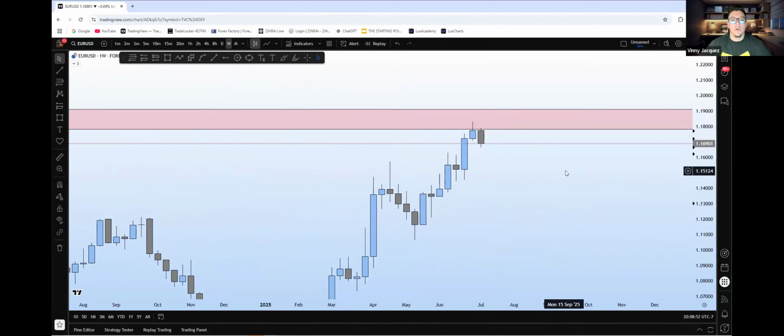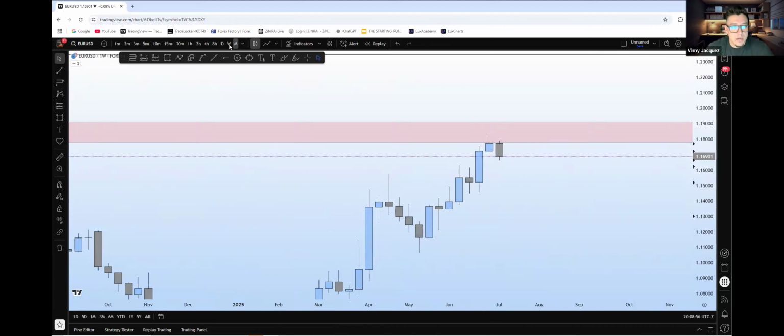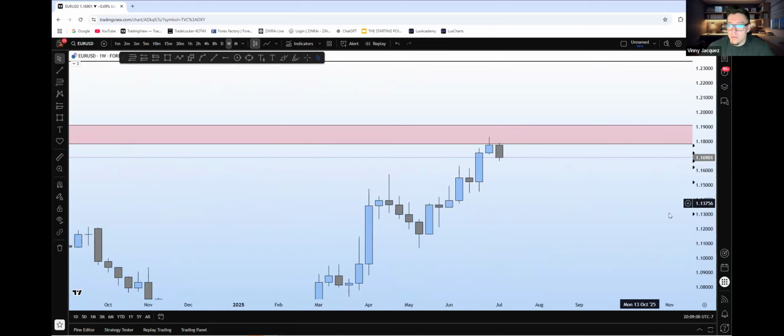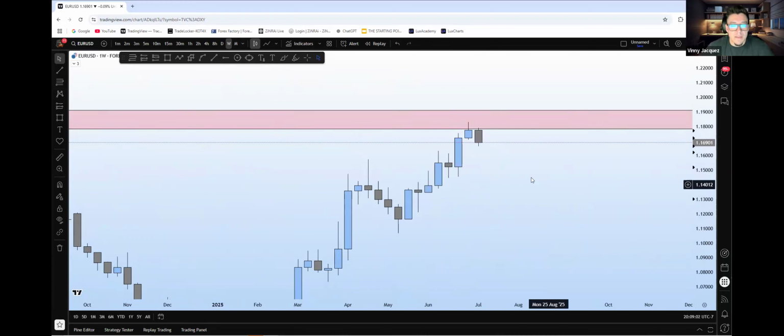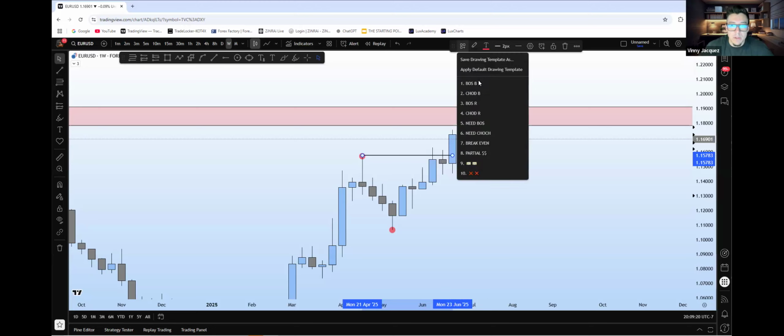Now, if the market wants to go ahead and continue to the upside, guys, let's go ahead and hop in that higher time frame real quick one more time. If the market wants to continue higher, let's peep the structure. Higher high, higher low, higher high. Where do I get my break of structure to the upside? Right here. That's my BOS.